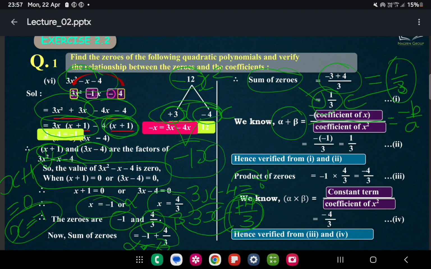Always minus of b is minus 1. So you will get minus of minus 1 divided by 3. You will get 1 by 3 is the answer. Hence we have verified that one.